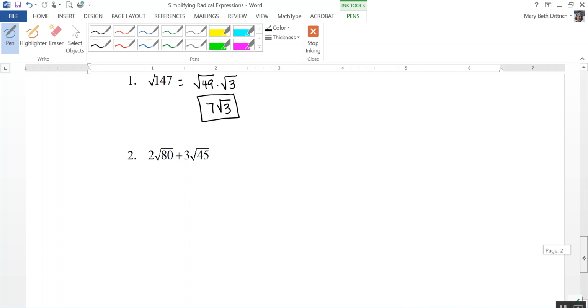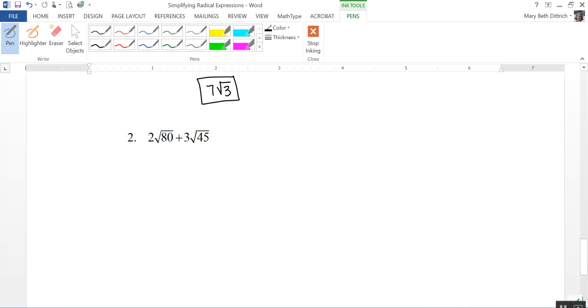And then here I have 2 times the square root of 80 plus 3 times the square root of 45. So I'll simplify each of those radicals first. So I have 2 times, 80 is 16 times 5. So the square root of 16 times the square root of 5, plus 3 times, 45 is 9 times 5, 9 being a perfect square factor. So square root of 9 times square root of 5.